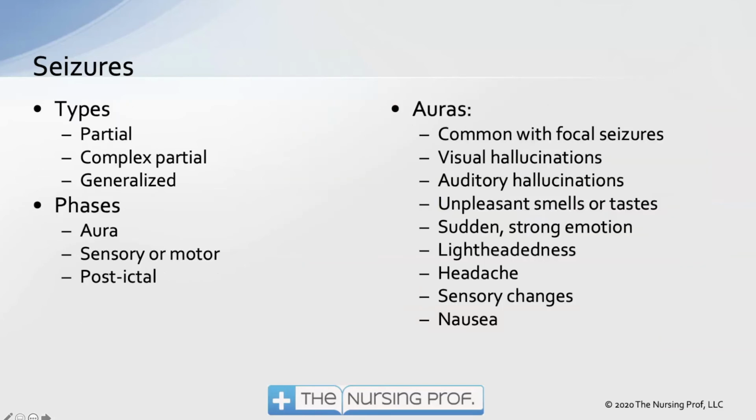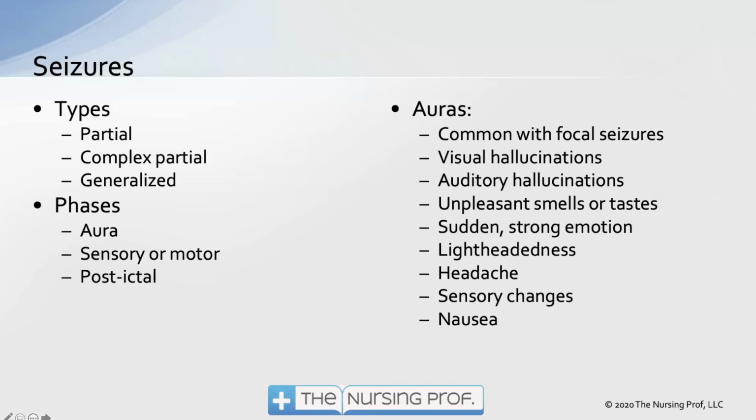Types, we have the partial, the complex partial, and then the generalized seizure. Write what you see. Okay, so don't try and figure out, oh, geez, which kind is this? So you can tell the physician, well, she had a complex partial. Okay, instead, just write what you see. The phases: aura, sensory or motor, and then there's a postictal phase in many cases.